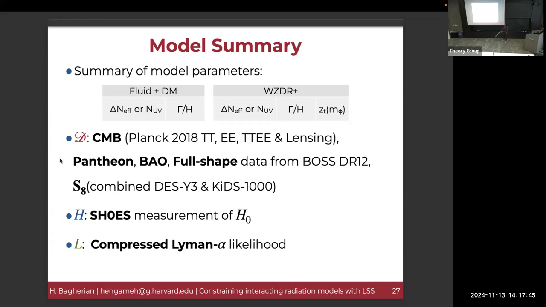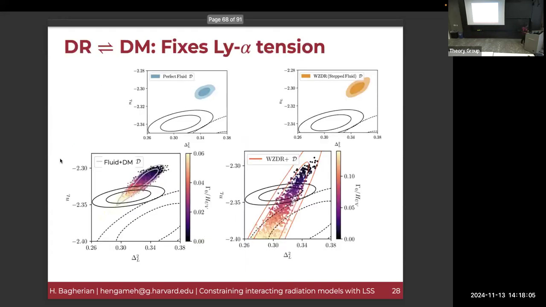And then we did full runs with 3 data sets. We had the main, or D, data set that is mostly affected by the CMB, but it also includes Pantheon, BAO, the full shape spectra, and S8. And then we have H, which is the SH0ES measurement, and the Lyman alpha. So you can see here that the models where dark radiation is talking to dark matter, compared to the models where this coupling is not there, are able to cross, and as I increase the interaction strength, I can go all the way down to hit the Lyman alpha criteria.